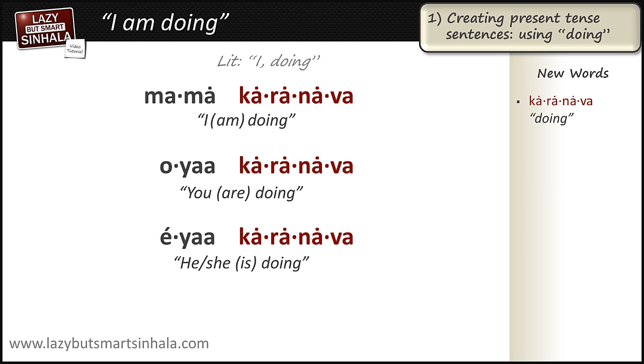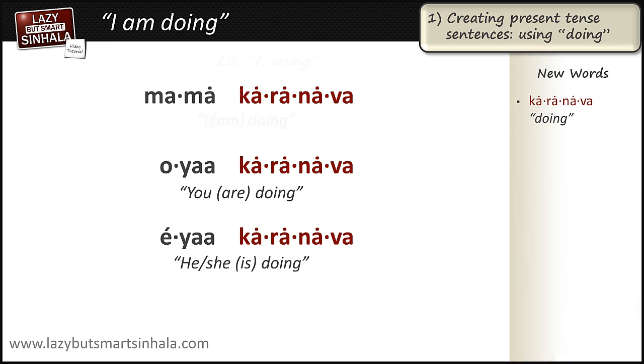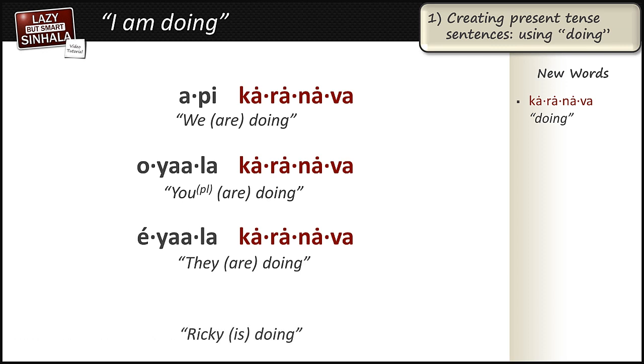Then, what if we wanted to replace these words with their plurals? Exactly like in English, the verb stays the same even when we use plurals. For example, when we say I am doing or we are doing, the verb doing is not modified at all. This means that to say we are doing, we can just replace mama with api to say api karanava. You are doing using the plural you is oyala karanava and they are doing is eala karanava. And finally, to use the actual name of a person and say that Ricky is doing, it would be Ricky karanava.